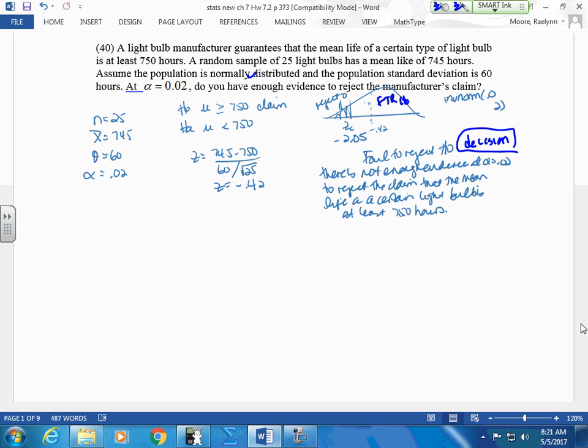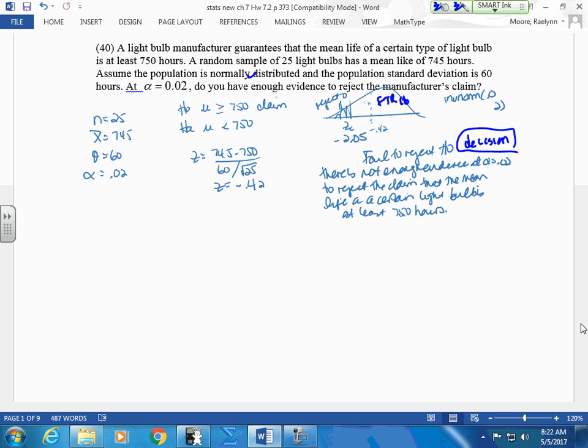My claim again is my H0. Again, you fail to reject it, so there's not enough evidence to reject this claim at a level of significance of 0.02 that the mean life of a certain light bulb is at least 750 hours. I'm the manufacturer. Of course I'm going to say at least.